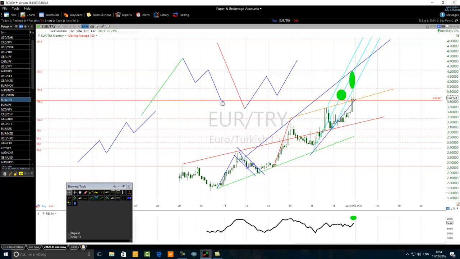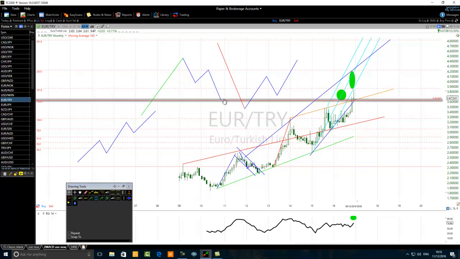The next pattern is what? The flat correction. So what is the price structure of the flat correction? It's 1, 2, 3, 1, 2, 3, 1, 2, 3, 4, 5. The flat correction is my number one favorite corrective wave. Why? Because it usually takes place at the end of the fifth wave. Very often you see it at the end of the fifth wave.